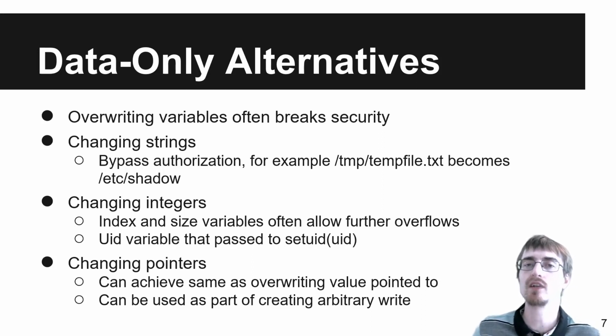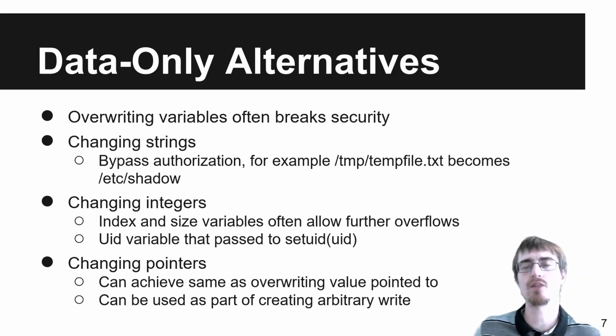And then of course we could change pointers. Whenever we change a pointer, it essentially achieves the same thing as when we override the thing that it points to. So if we have a pointer pointing to a string, we can just point it to another string that we construct in the data or BSS segment and use that string instead of the original, again achieving, for example, authorization failures.